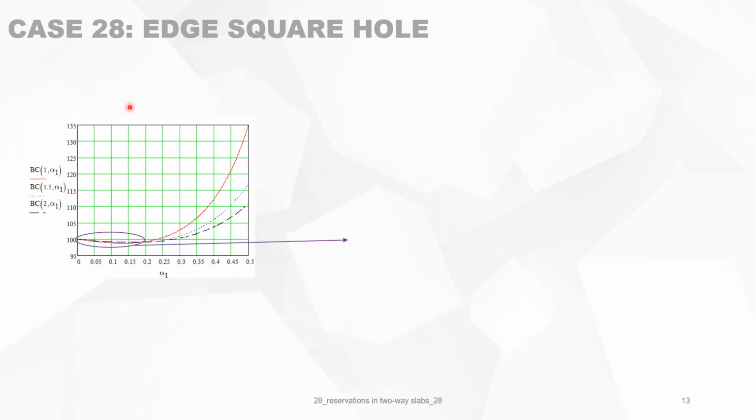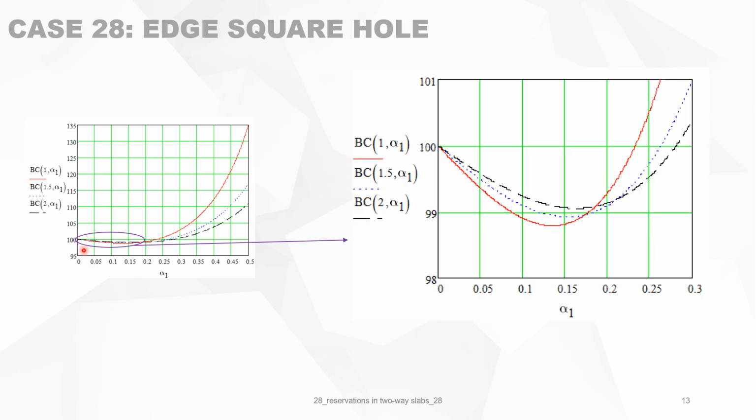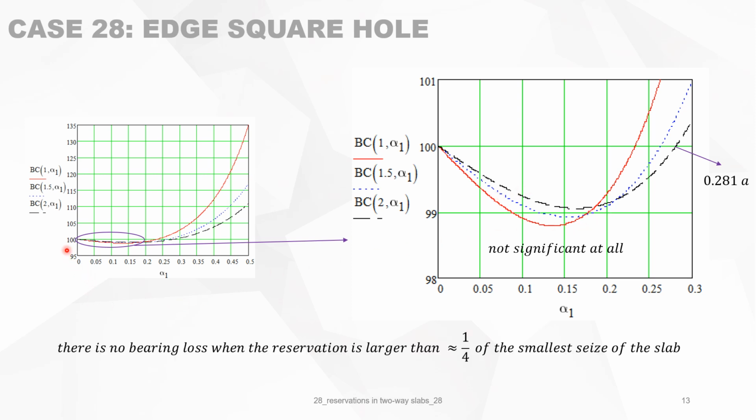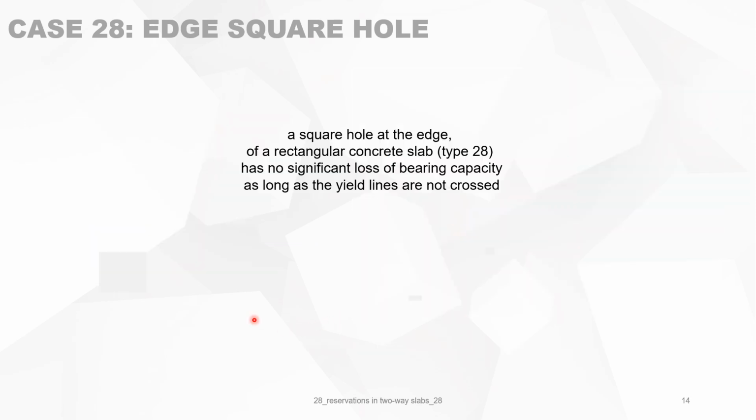So we look at the graph of the previous slides. We have seen this region. You can now look at it on a bigger scale, and then you see that from reservations bigger than 0.28 times A, there is no loss in bearing capacity. Smaller reservations give you a loss in bearing capacity, but this is not significant at all. It's less than 1%. So you can have a general conclusion, which is that there is no bearing loss when the reservation is larger than 1/4 of the smallest size of the slab. But in this case, the loss in bearing capacity is not significant.